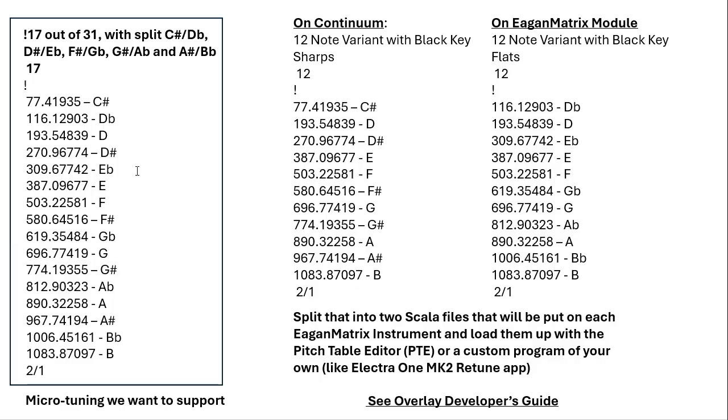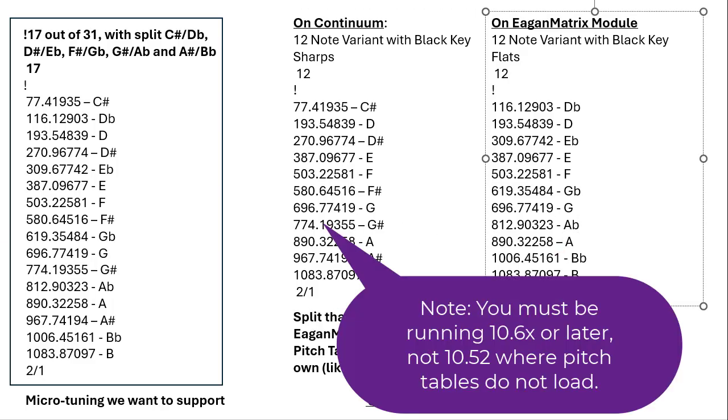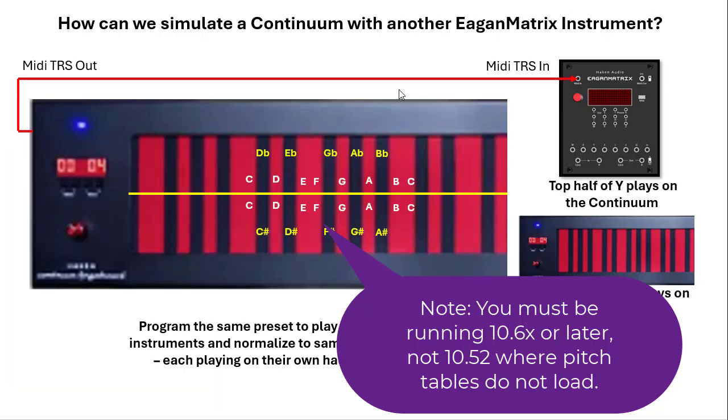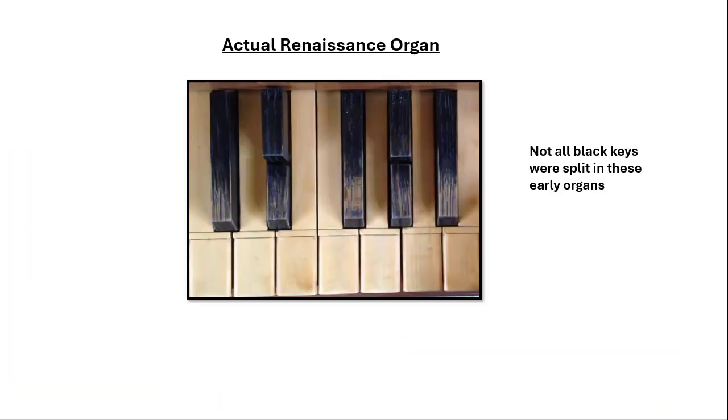So what I'll do with that 17-note scale, because I want to play normal 12-note scales, I'll split that into two parts. I'll create two scale files, one that only has the sharp enharmonic notes in it. That'll be played on the Continuum, and the other one on the EaganMatrix module will be the same thing, only that will use the flatted enharmonic frequencies. And then when I load these both up with the pitch table editor, given the hardware configuration that we're using, I should be able to simulate what was originally intended.